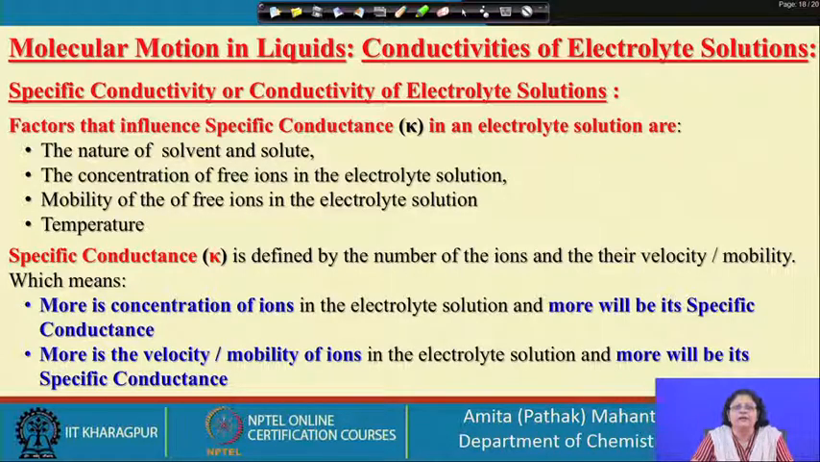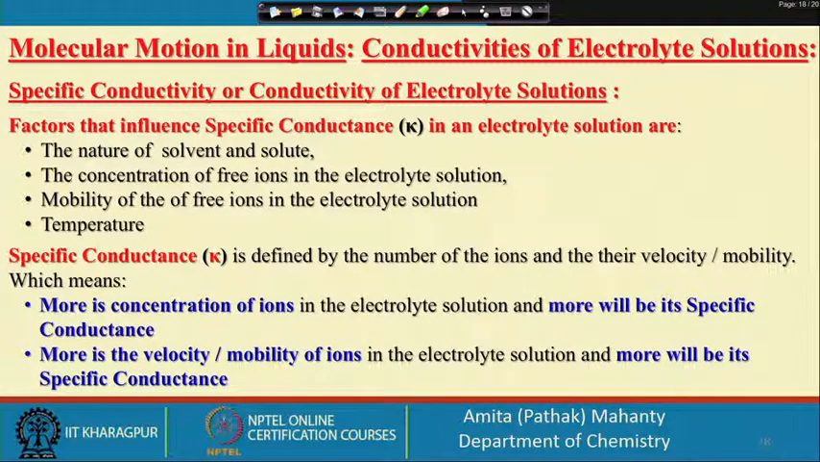What are the factors? Obviously, the nature of the solute and solvent, the concentration of free ions in the solution system or electrolyte solution, the mobility of the free ions in the solution system, and temperature. So, if you increase the temperature, what will happen? What will happen if the ions are freely moving? That means they are highly mobile, that mobility is high. And if the concentration of free ions in the solution is large, what is going to happen? And what happens to the type of solvent system or the solute system you are dealing with?